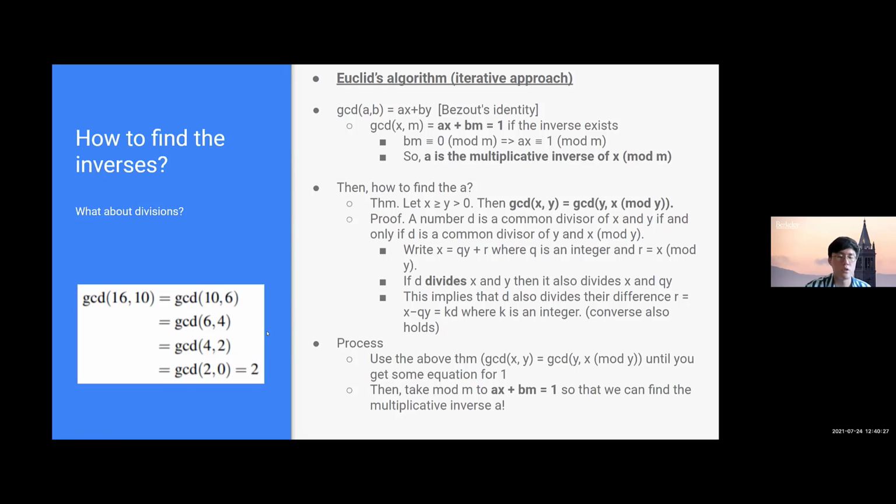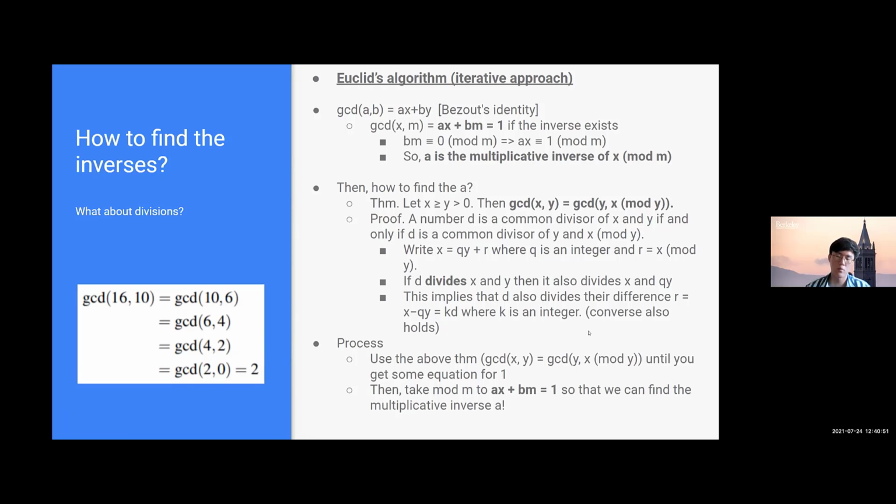So there's an example on the left side. GCD of 16 comma 10 is equal to GCD of 10 comma 6. 6 is just 16 mod 10. Here 4 is 10 mod 6. 2 is 6 mod 4, and 0 is 4 mod 2. Well, you can divide 0 by any number, which results in 0. So in this case, the greatest common divisor is just 2. This is just the basic example.